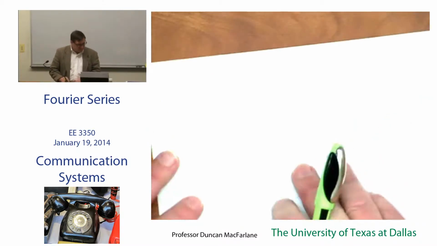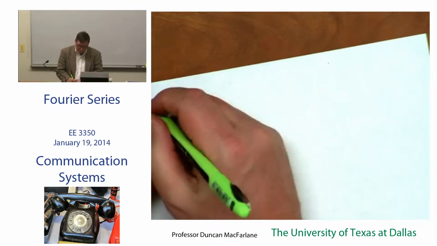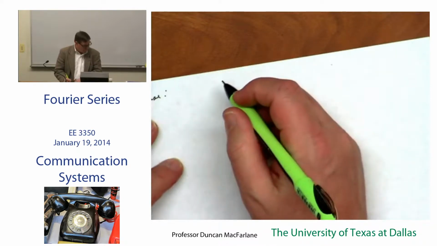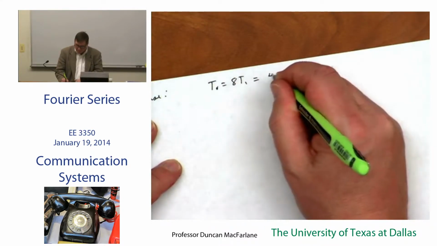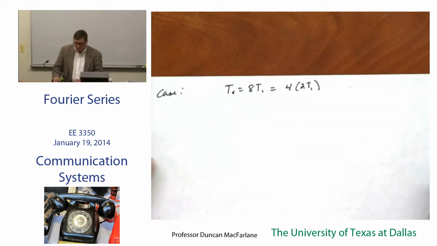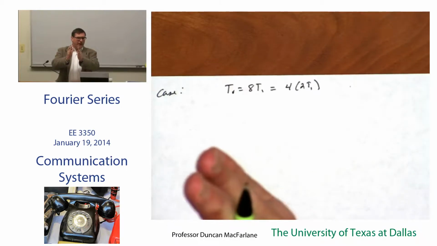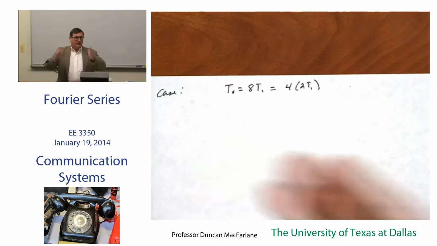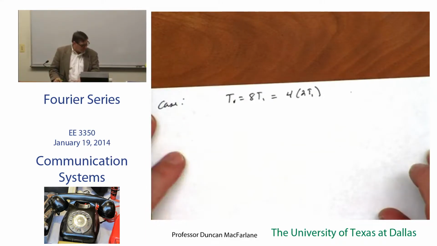Just a quick couple of extra cases. So I'll do a shorter pulse. I'll do a lower duty cycle, which means a shorter pulse. If I'm compressing it in the time domain, what do I have to do in the frequency domain? Spread it out. So let's see. Who knows? Maybe this will actually work.